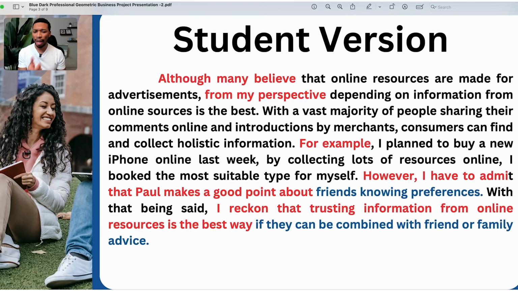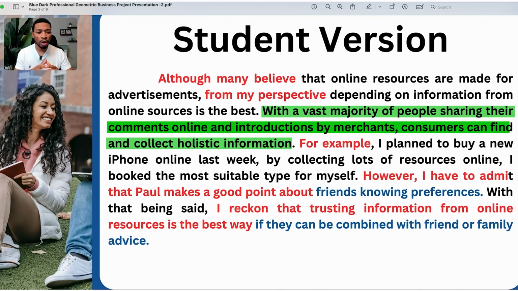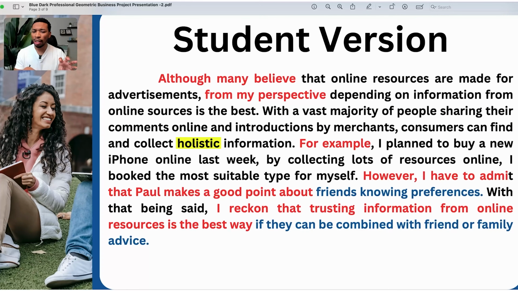Let's see the student's explanation. "With the vast majority of people sharing their comments online and introductions by merchants, consumers can find and collect holistic information." Okay, that word holistic, actually it doesn't fit there perfectly, but we get the idea. So basically the student is giving a reason or an explanation why they think that online sources are better. With a lot of information online, we can see which one is the best information to get, but we kind of have to guess a little bit if that's what they really mean.